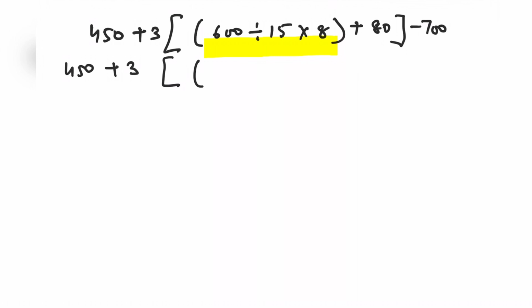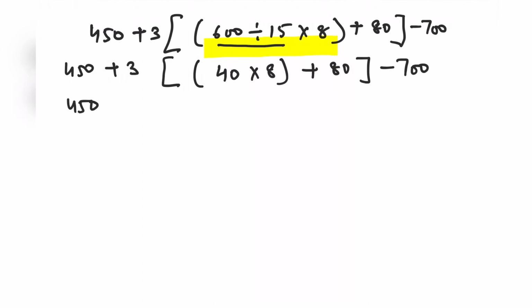600 divided by 15, this one. We get 40, then multiplied by 8. Write the same digits, meaning you can write the same statement. Now for solving this bracket, we have 40 multiplied by 8.